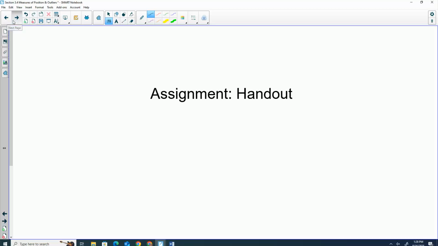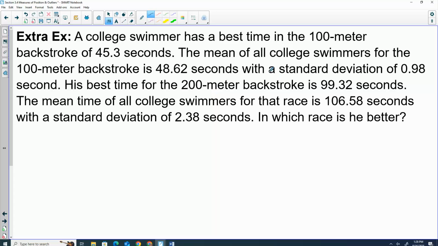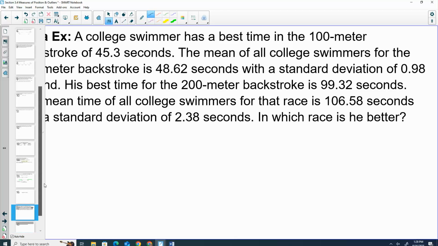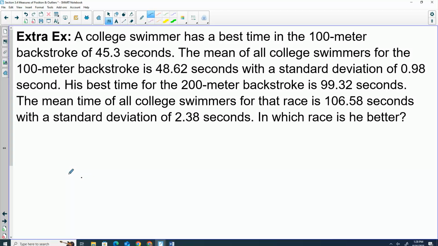So I'm going to take a look at one more example here, just because I felt like yesterday we still need a little bit more practice with some of this stuff. So I've got a couple extra ones. We don't have to do them, but I think it'd help us. So a college swimmer has a best time in the 100-meter backstroke of 45.3 seconds. The mean of all college swimmers for the 100-meter backstroke is 48.62 seconds with a standard deviation of 0.98.